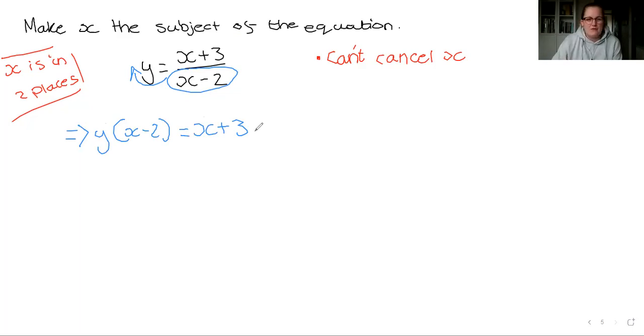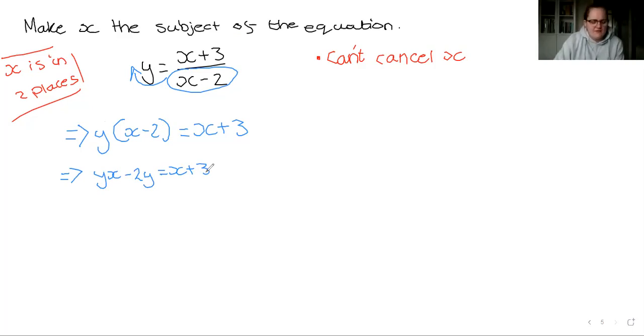Now what we're going to do is get rid of those brackets. We don't want to deal with those brackets. Those brackets are messy. They make it hard for us to deal with. So let's expand those brackets like we would normally. So y times x would give us yx or xy, it doesn't matter which way around you put them. And then y times 2 will give us 2y. So yx - 2y = x + 3. So this is nicer to deal with. We've got rid of those brackets. It's a lot clearer to see.